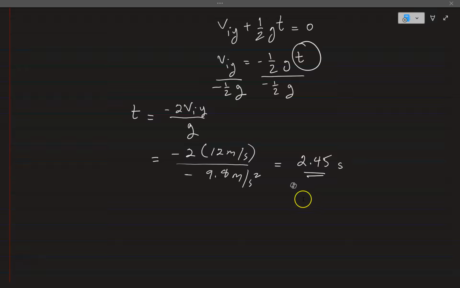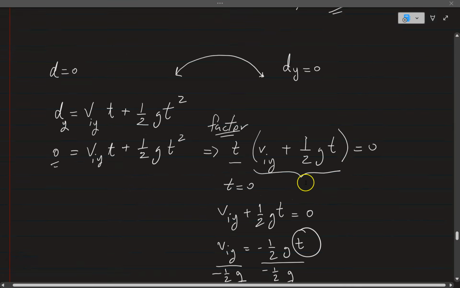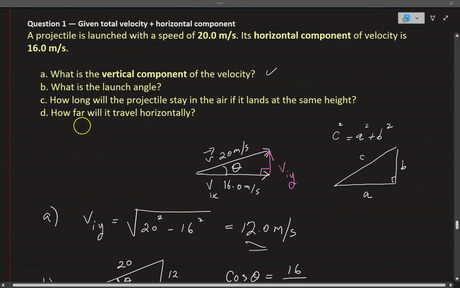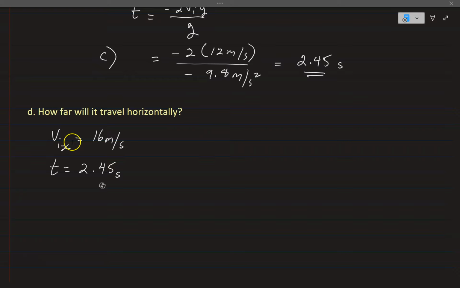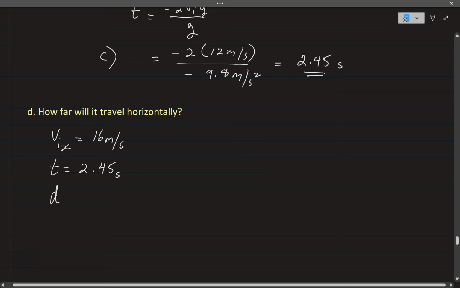And then the last part is the range. That's the question they're asking, the last part. How far will it travel horizontally? We have the horizontal component of the velocity, 16 meters per second. We have the time that we just calculated, which is the same time; horizontal time doesn't matter. And then we just want to know the range, the horizontal distance. I'm going to call it dx.